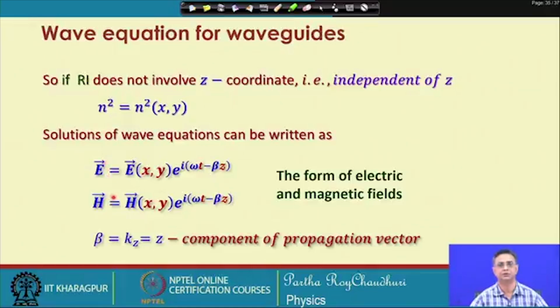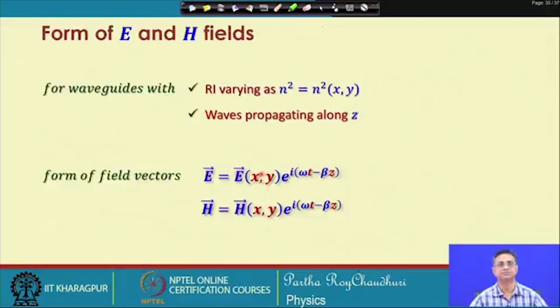So, this is the form of the electric and magnetic field. These two forms will be used. We can further simplify. We will see later that if it depends on only x or only y, then it will be even simpler. Here what we have used is that beta is the z component of the propagation vector. So, that is a general notation we have already introduced, that beta equal to k z, because the wave propagates along the z direction.